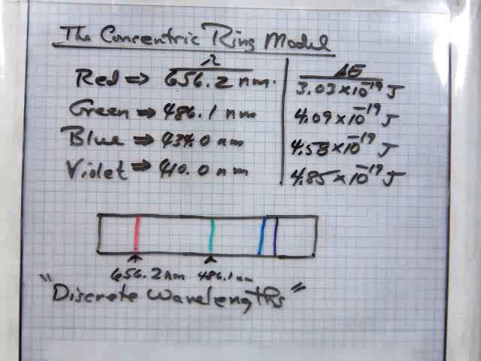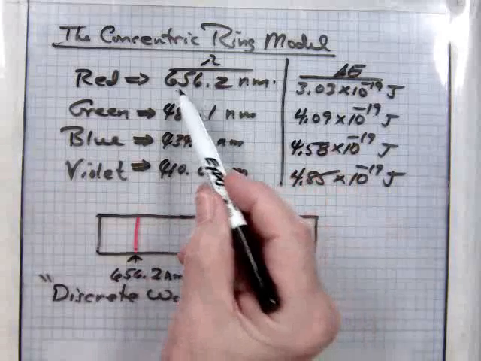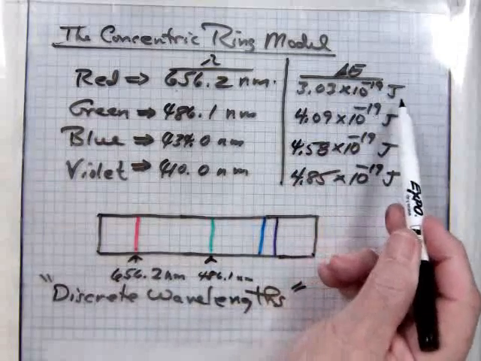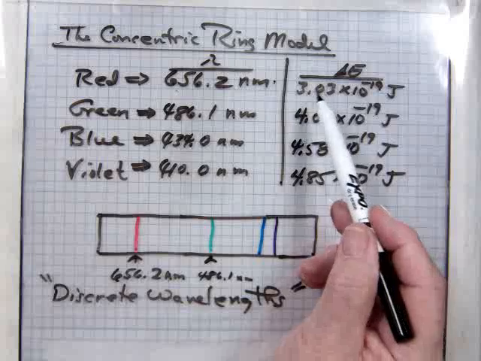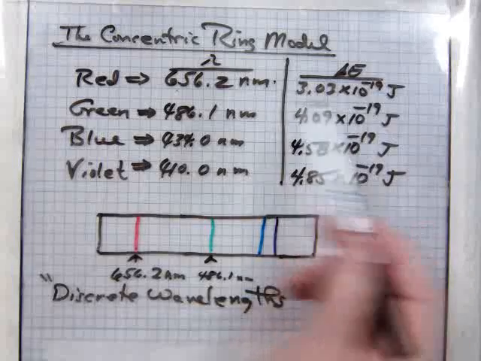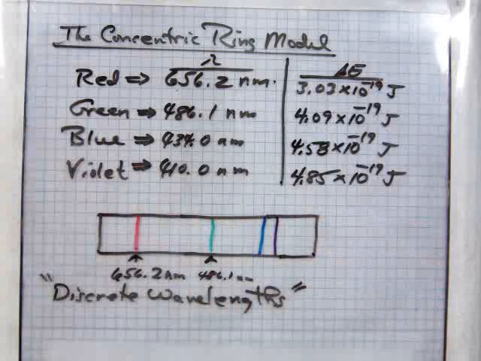That's number one. Number two, that means that narrow band of color generates a very narrow energy number. So a red band will generate 3.03 times 10 to the minus 19 joule. It will not generate 3.04. It will not generate 3.02. It's a very tight amount of energy.